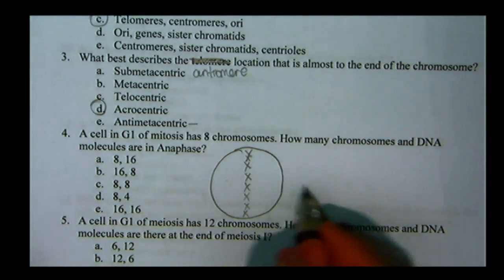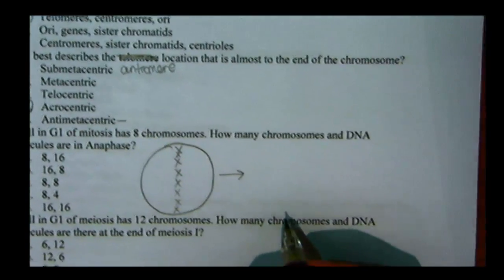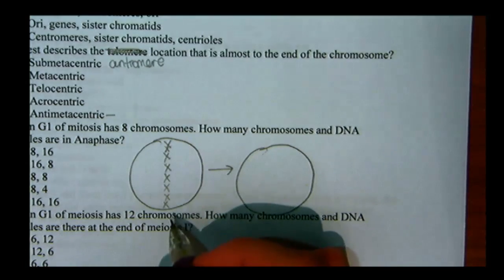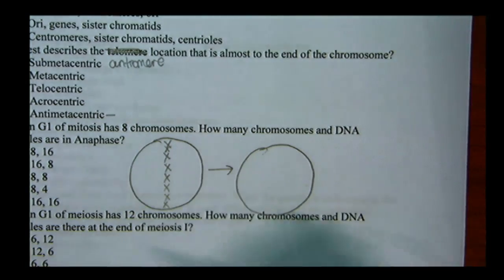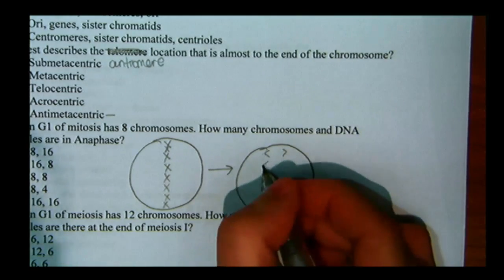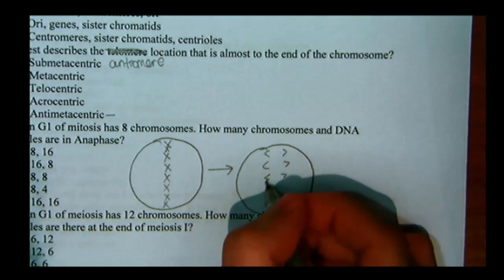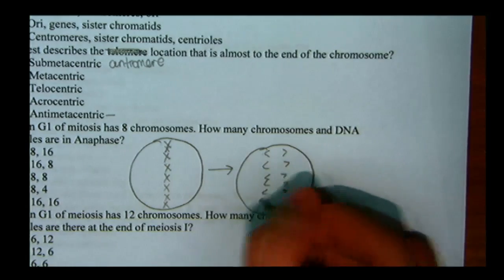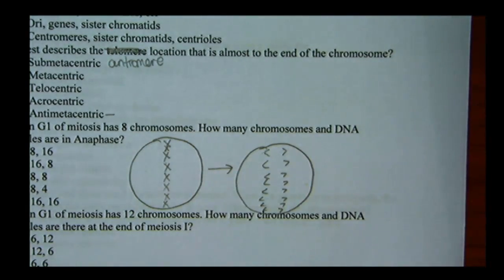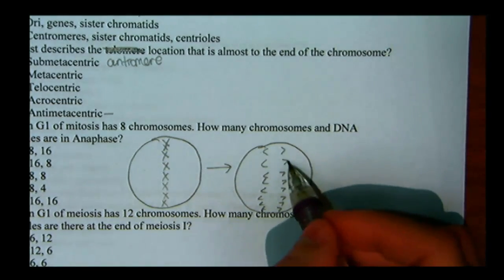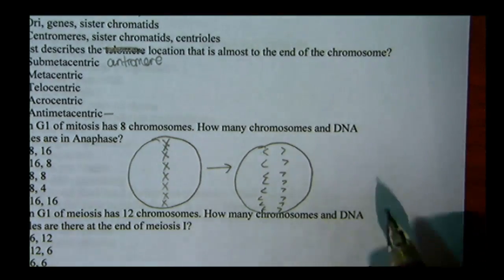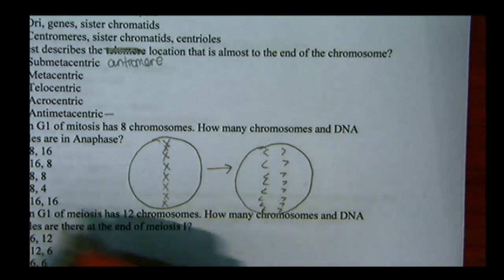So then you're going to get 1, 2, 3, 4, 5, 8, 9, 10, 15, squeeze it in there, 16. So now if you count the chromosomes again, each one now has its own centromere. So you double the amount of chromosomes and the amount of DNA. So you go from 8 to 16 chromosomes and 16 DNA molecules. It's safe to say that in anaphase, usually you're going to be doubling. That does change a little bit in meiosis.